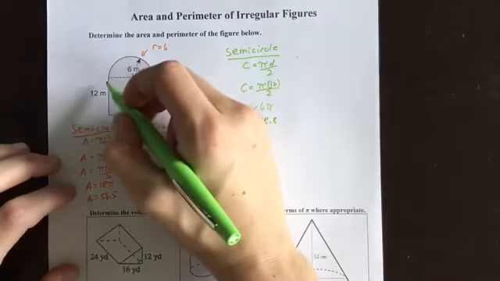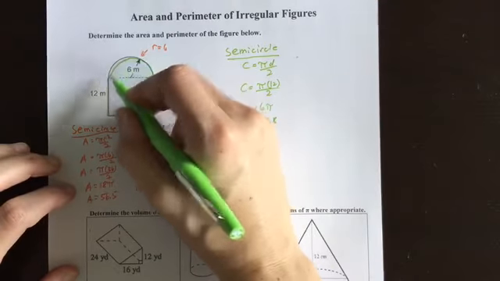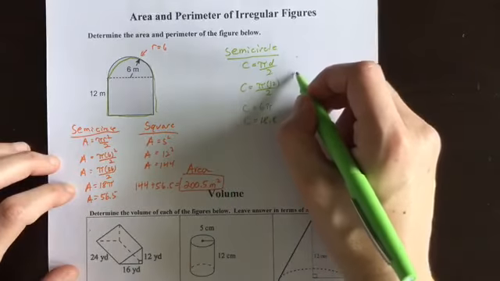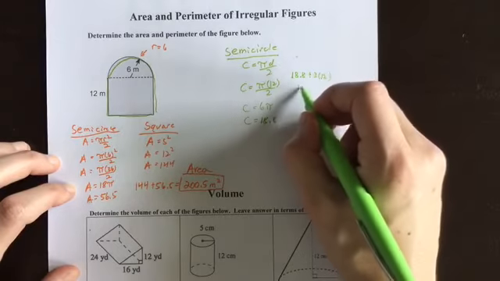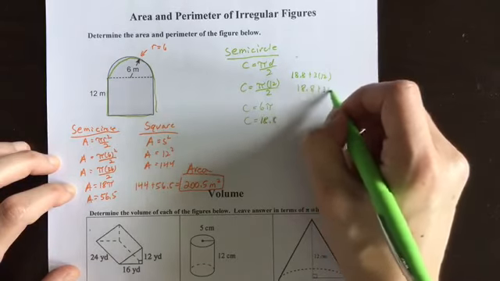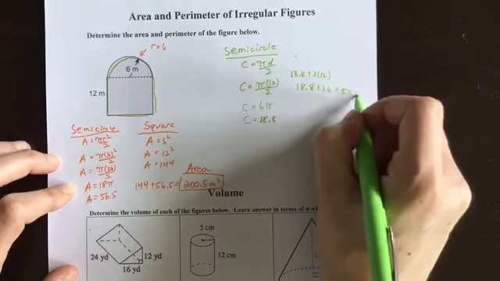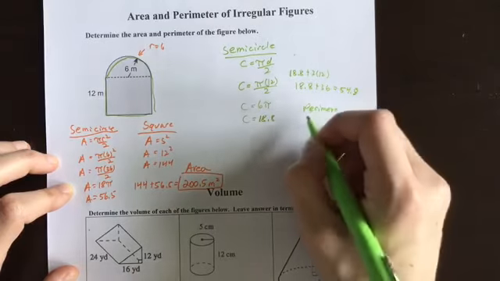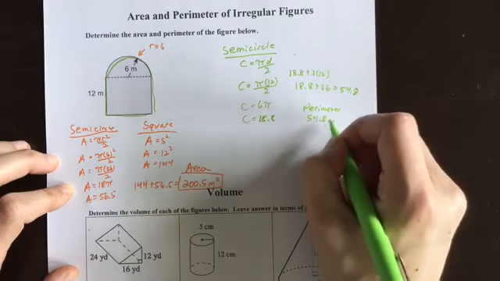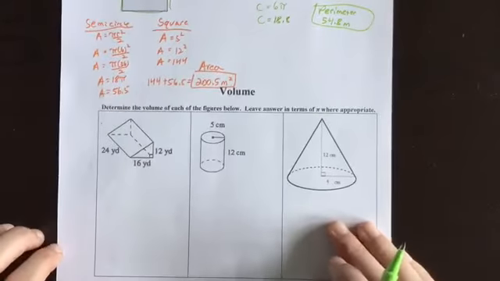Now something I want to realize when we talk about perimeter, we're going around 3 sides of the square, not 4, and then the circumference of the semicircle. So we're going to add 18.8 plus 3 times 12, so 18.8 plus 36, which gives us 54.8. So our perimeter is 54.8 meters.